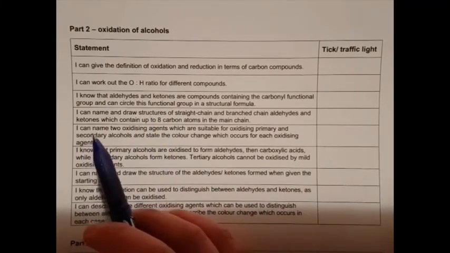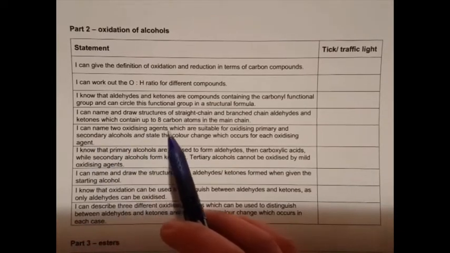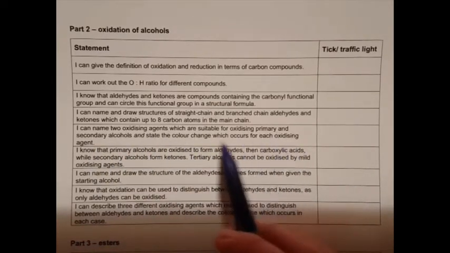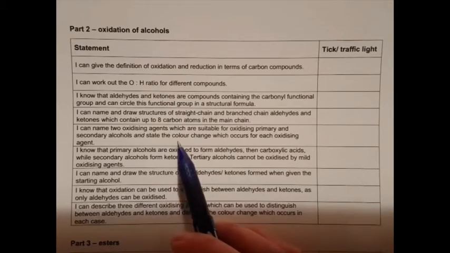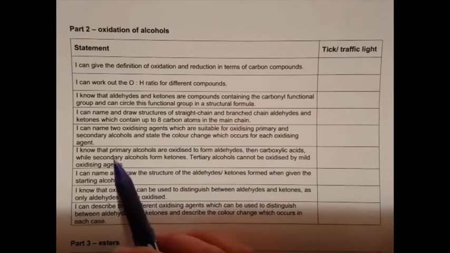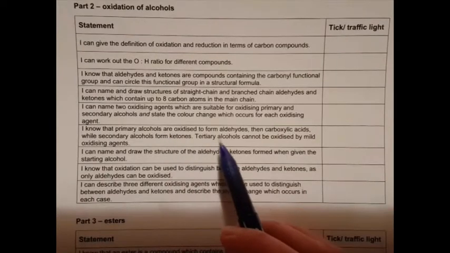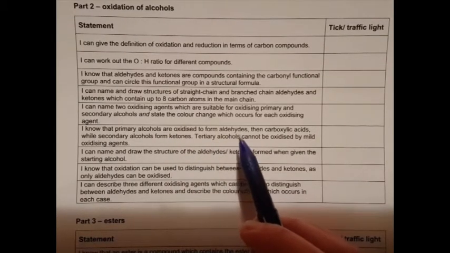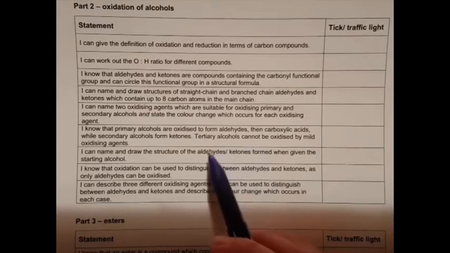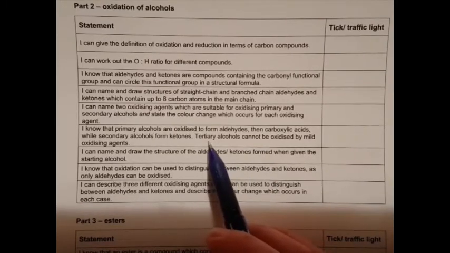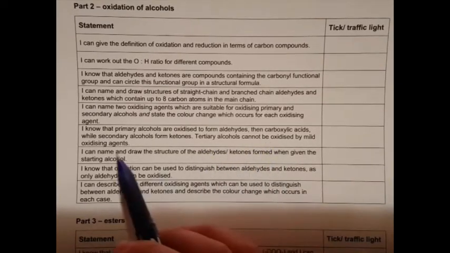But you should also know already by now 2 oxidizing agents which are suitable for oxidizing primary and secondary alcohols, and state the colour change which occurs for each oxidizing agent. The video did indicate a little bit about the products of oxidation of alcohols, and you should know from the video that tertiary alcohols cannot be oxidized by mild oxidizing agents such as acidified potassium dichromate.